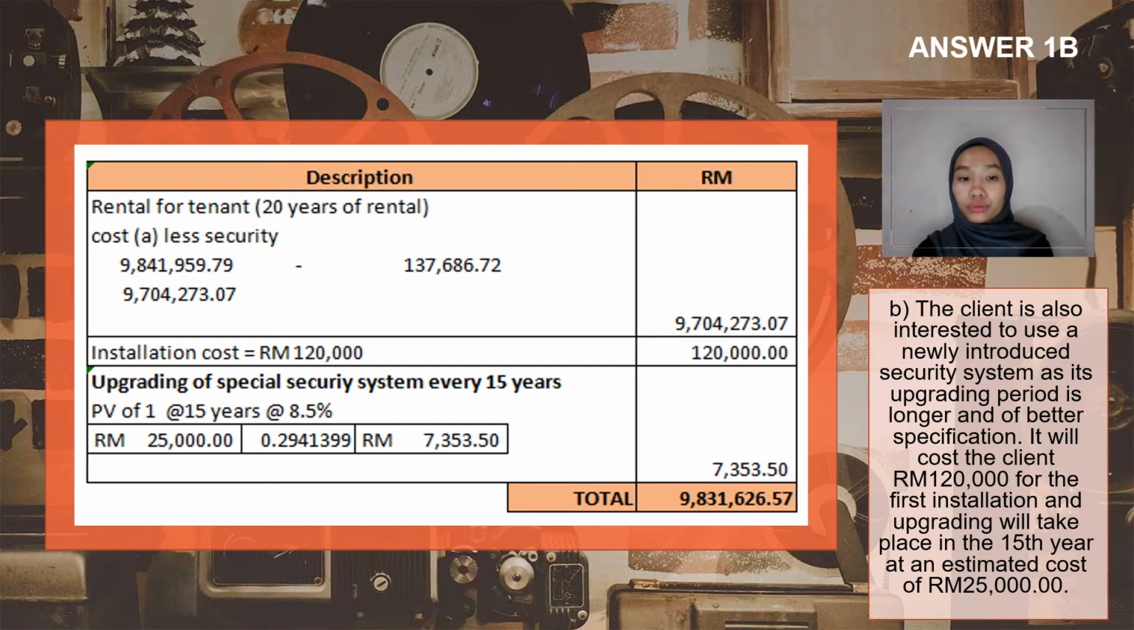The new total cost with the new special security system is 9,831,626 ringgit and 57 cents. Thank you.